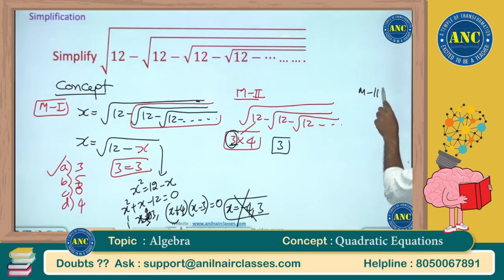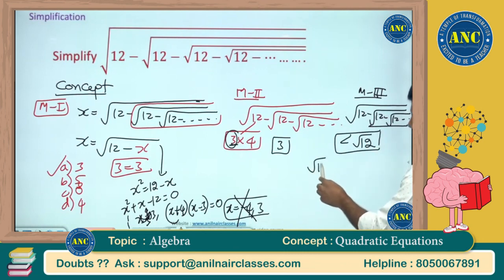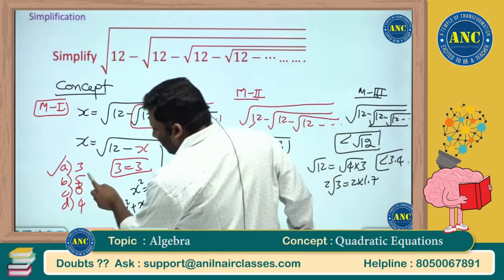Method 3. It is root of 12 minus root of 12 minus root of 12 minus. From 12 you are subtracting a value, so the answer should be less than root 12. I hope you are all there with me. Root 12 is root of 4 into 3, which is 2 root 3. 2 into 1.7, so the answer should be less than 3.4.